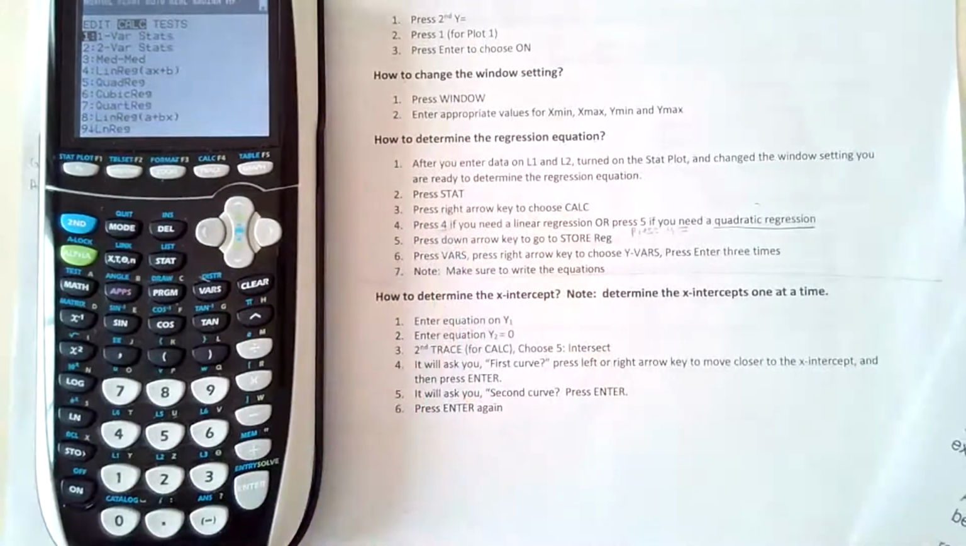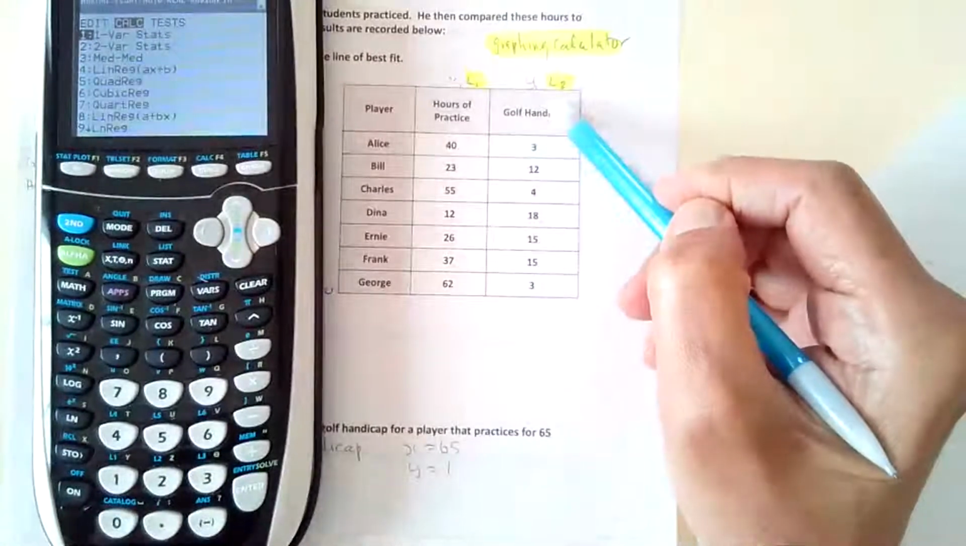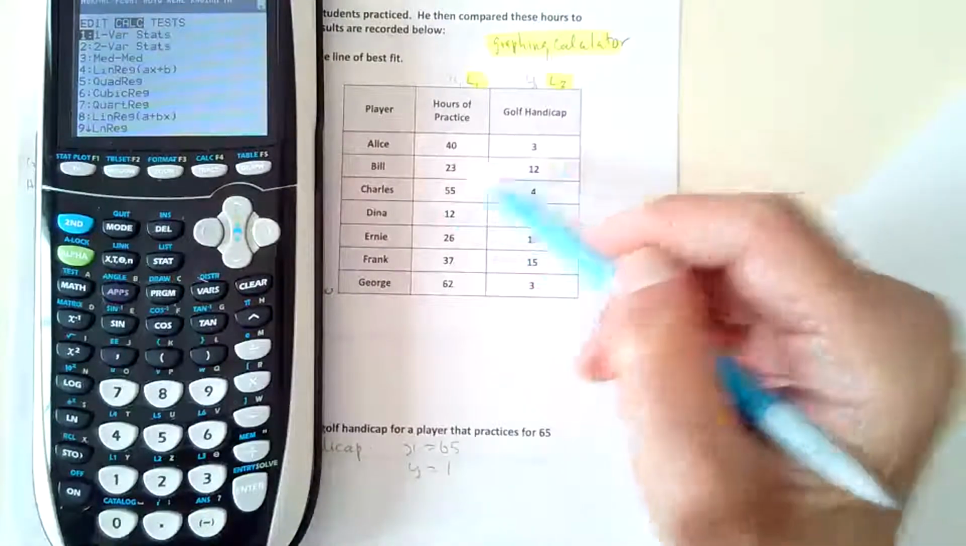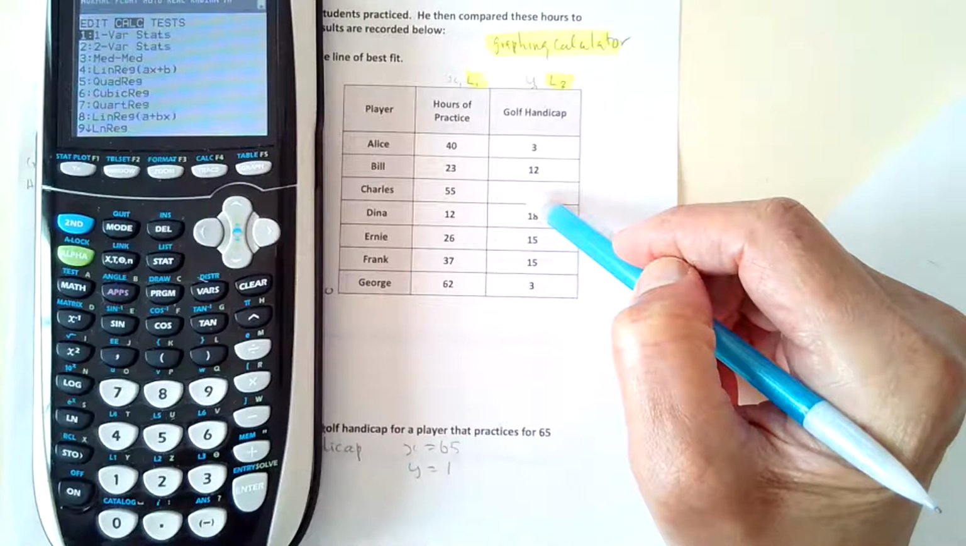We're creating an equation that models the relationship between two things, right? What we call two in math, we said two or more variables. So these are our variables, hours of practice and golf handicap. So a regression equation is when you're comparing two variables, right?